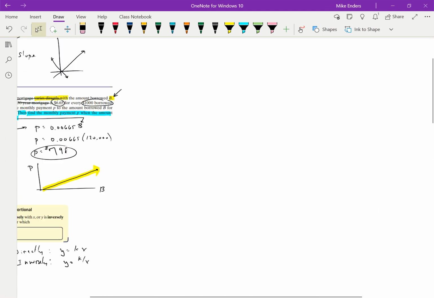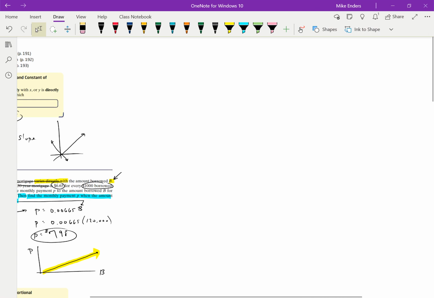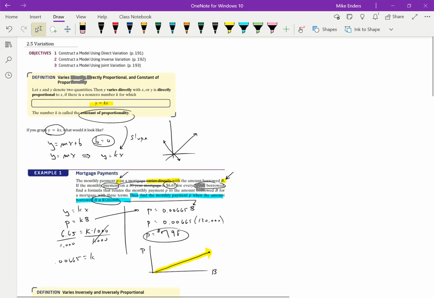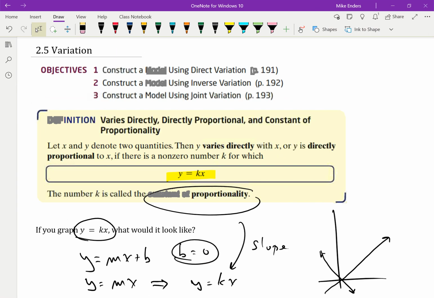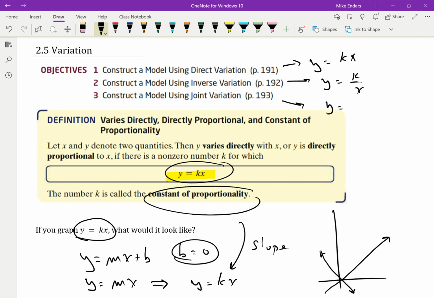So summarizing what we did today, let's scroll back up to the top and move this over to the side. We looked at section 2.5 on variation. We took a look at direct variation, which has multiplication, so this is y equals kx. Inverse variation is y equals k divided by x. And then we could have joint variation, where we could maybe multiply by x and divide by w. So we end up with multiple scenarios. So that's it for this particular section, variation.